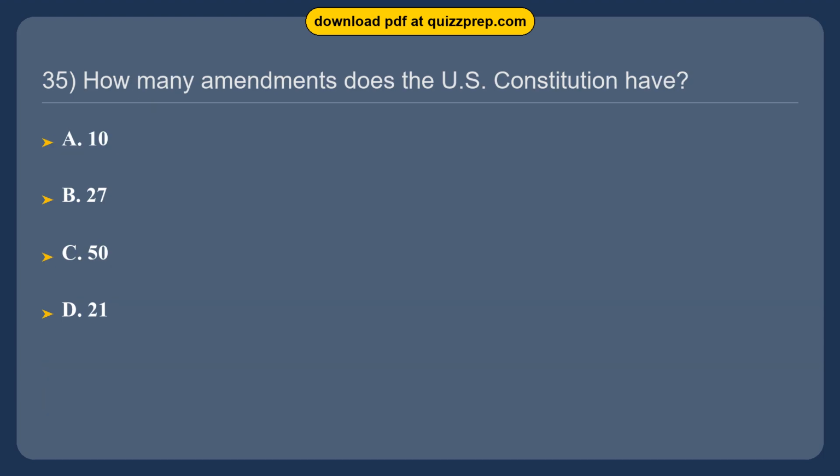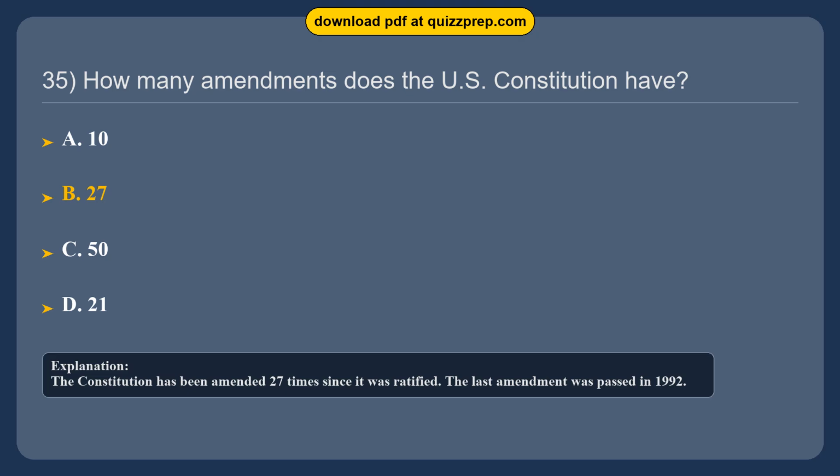Question 35. How many amendments does the U.S. Constitution have? Option A, 10. Option B, 27. Option C, 50. Option D, 21. The correct answer is option B, 27. The Constitution has been amended 27 times since it was ratified. The last amendment was passed in 1992.